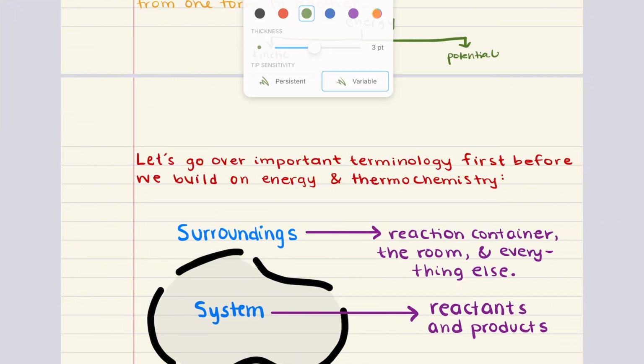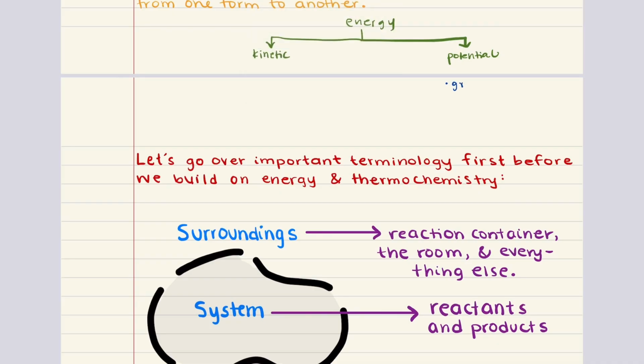There's gravitational potential energy. This is the energy stored by objects due to their position above Earth's surface. There's elastic potential energy. That's energy stored when objects are stretched or compressed. There's nuclear potential energy. That's energy contained within the bonds that hold the nucleus together. And there's chemical potential energy, which is energy stored in chemical bonds between atoms and molecules.